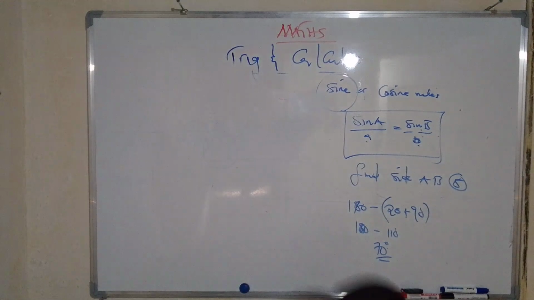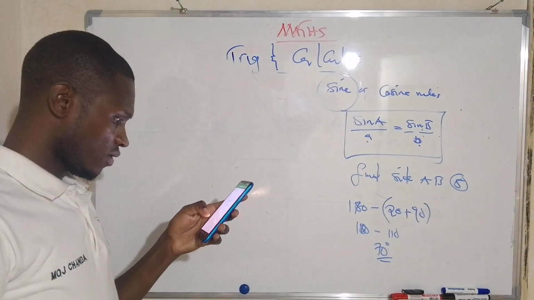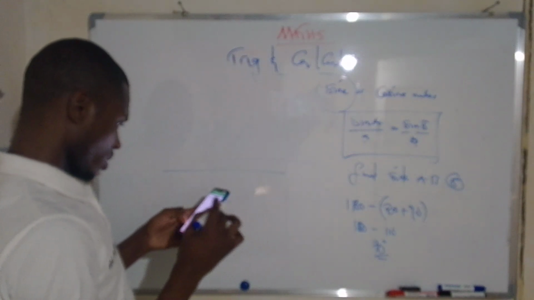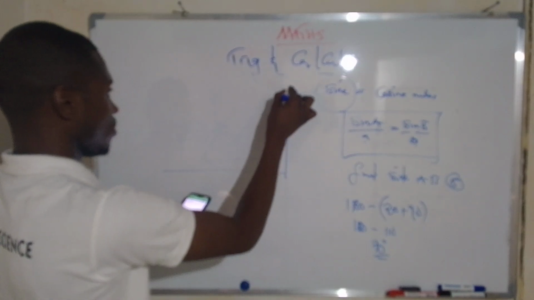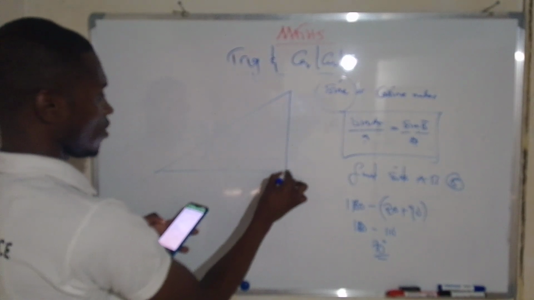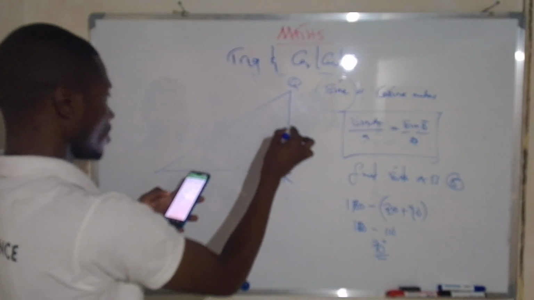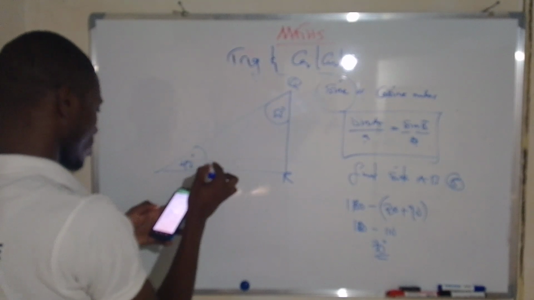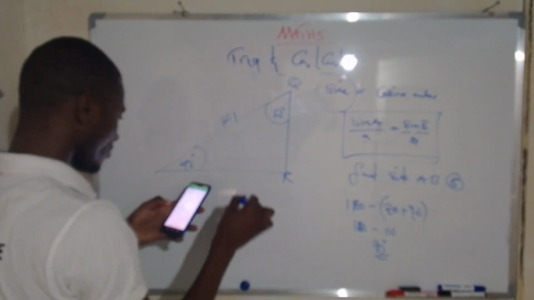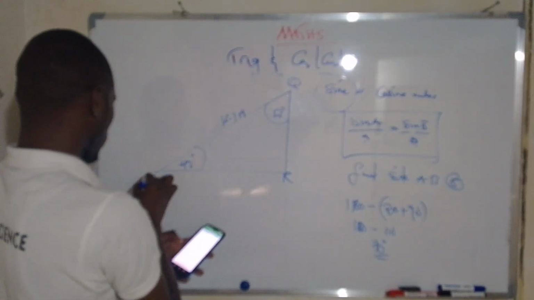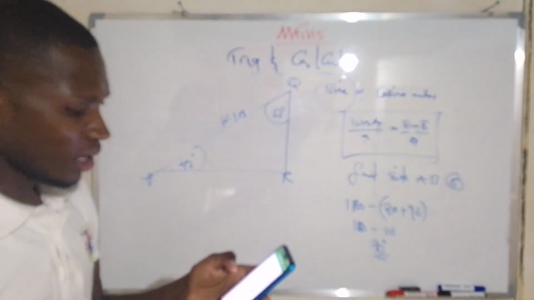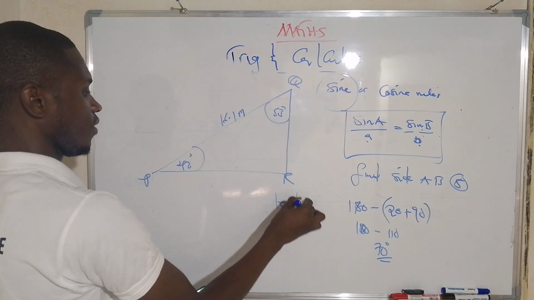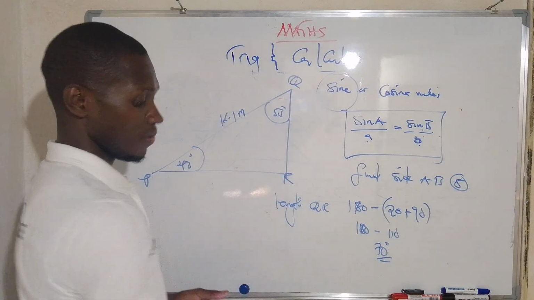Then let's look at this example, which was in 2024, where the diagram was something like this. Then you have R, then you have Q, then you have 53 degrees, then you have 42 degrees, then you have 16.1 meters. So PQR, then calculate the length of QR. So therefore, we are looking for the length QR.